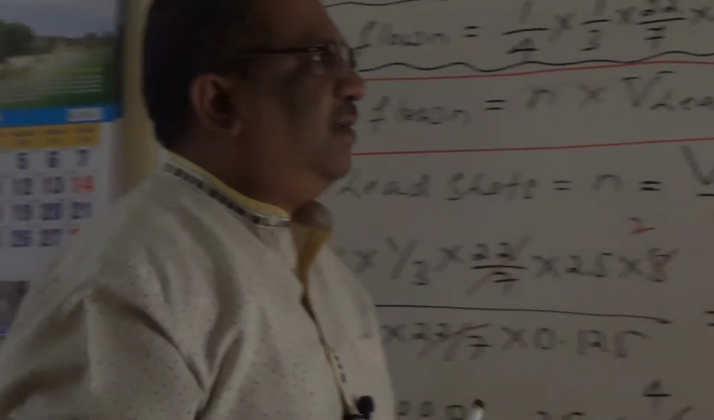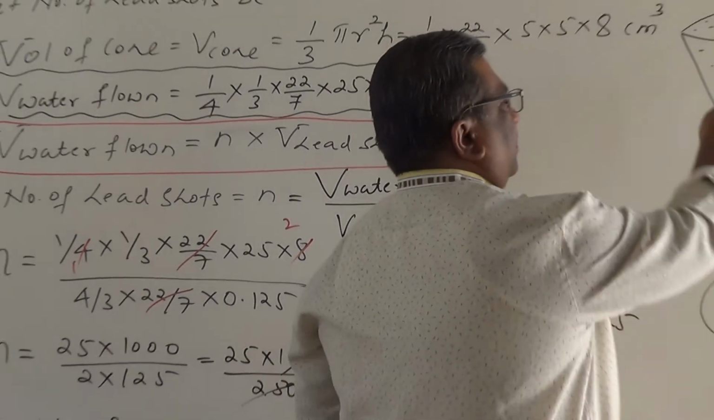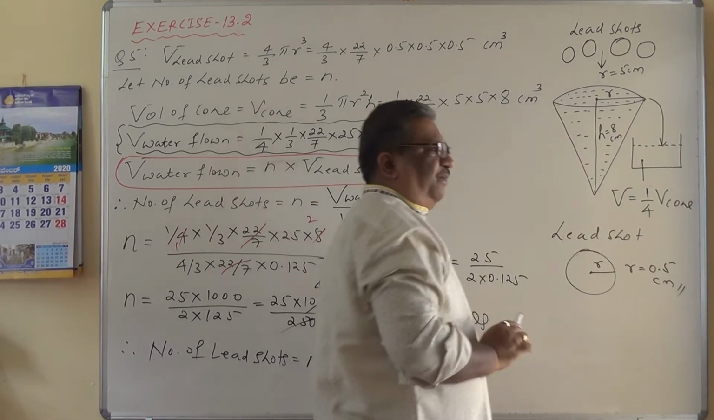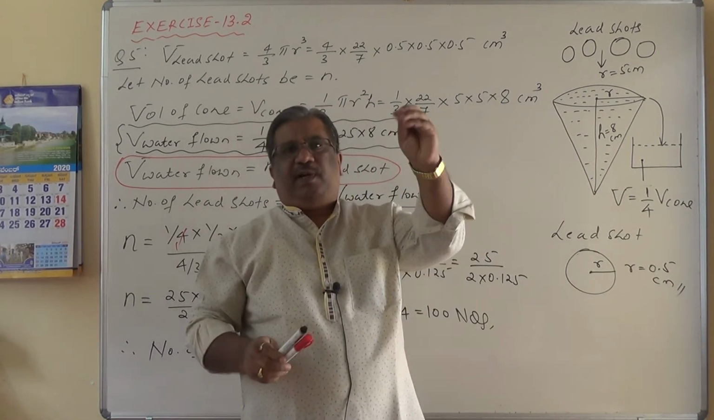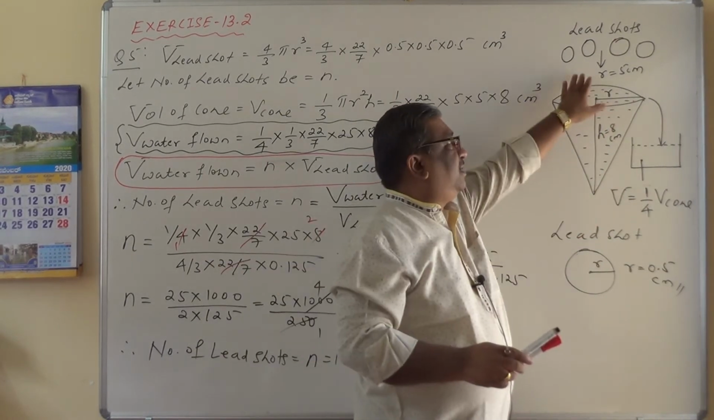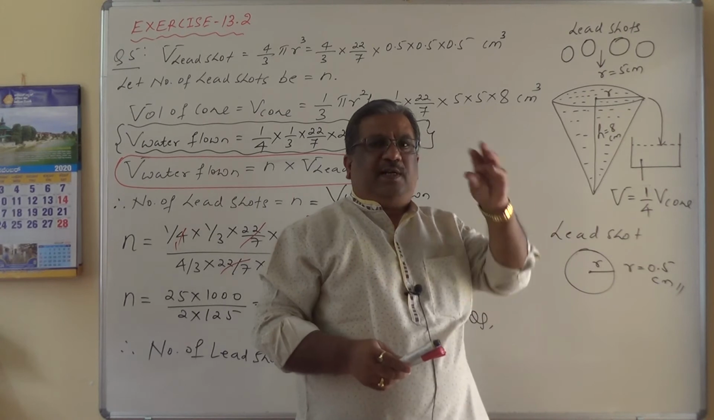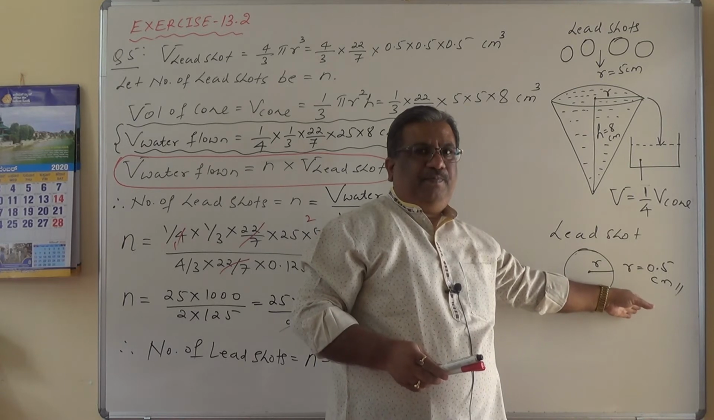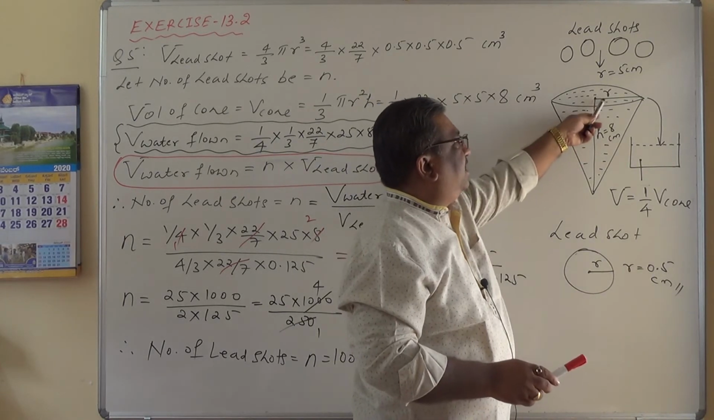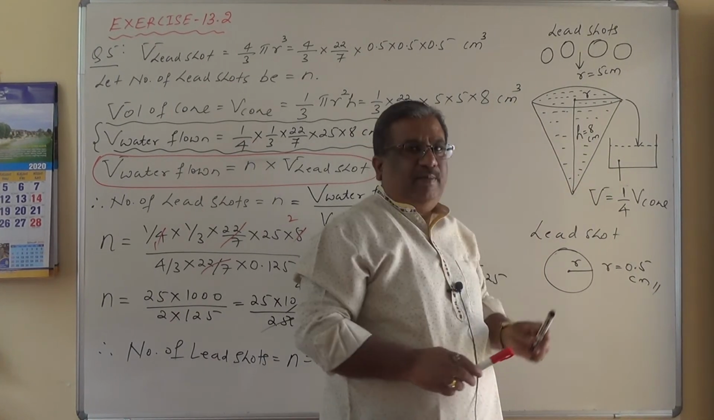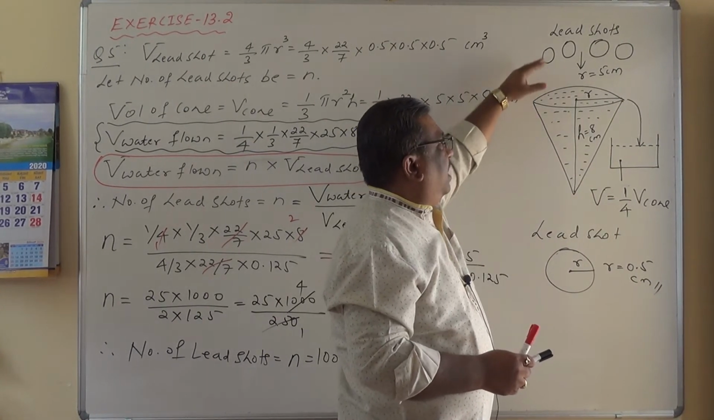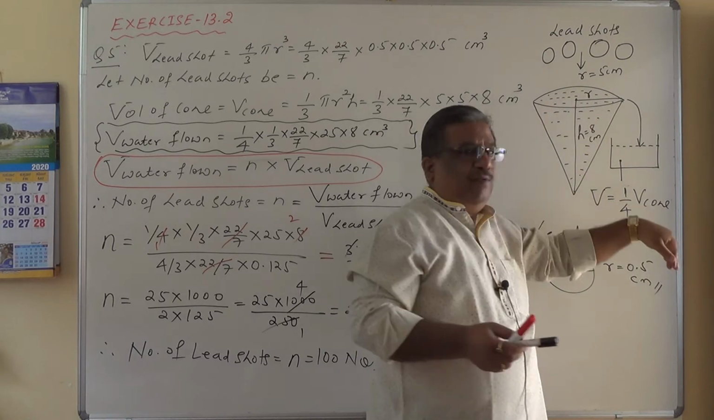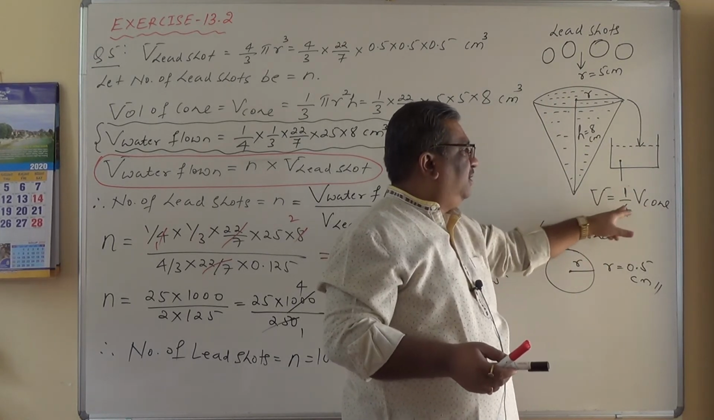So let me explain this on the board here. So this is a conical vessel into which water is filled up to the brim, means up to the edge. In this, a certain number of lead shots are filled into. How many numbers? Let n be the number of lead shots that can be filled into. The radius of each lead shot is 0.5 centimeter. And with respect to the cone, radius is 5 centimeter and height is 8 centimeter. When it is filled up with water and when the lead shots, n numbers, are dropped into this one, then the water that flows out will be 1/4 of the volume of the cone.